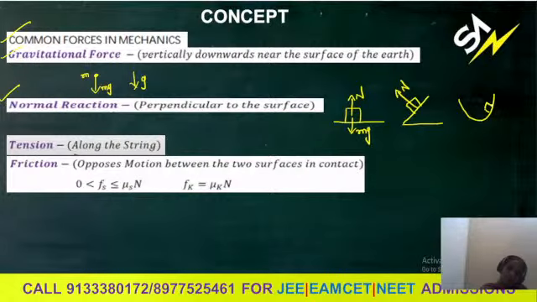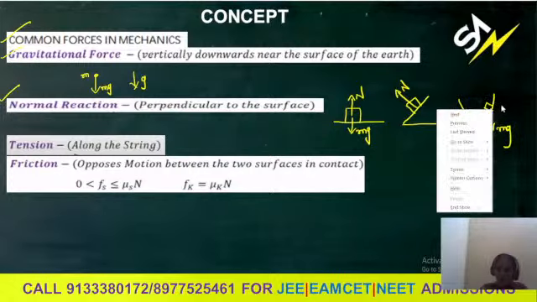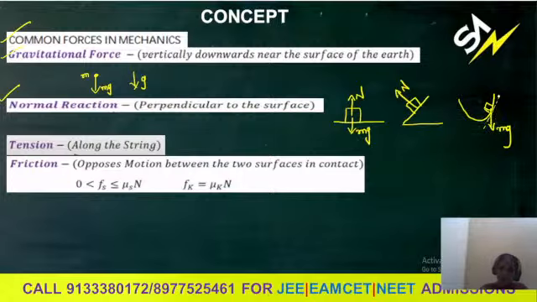We are describing object motion on this surface. Here, weight will act downwards like this. And normal reaction will be, at that point, draw a tangent, and the normal reaction will be perpendicular to the tangent line. So with different surfaces, we can observe the direction of the normal reaction, which is perpendicular to the surface. Next, tension. Tension will always act along the string.